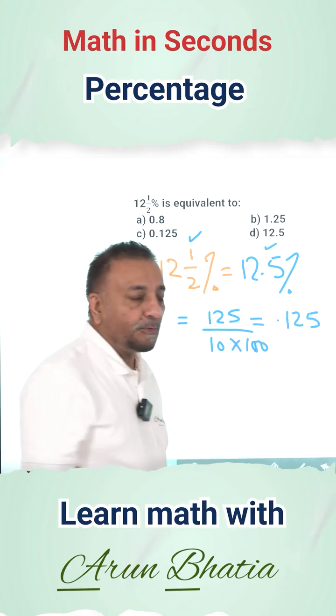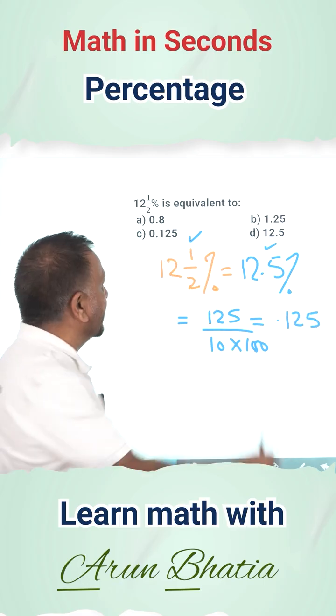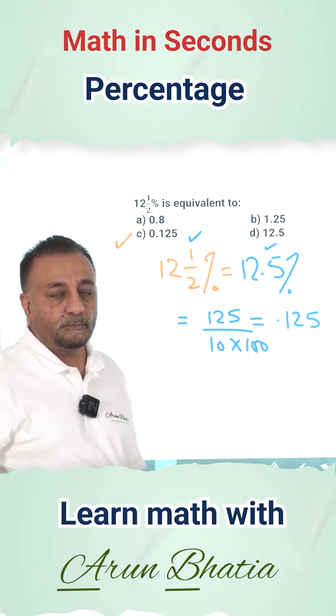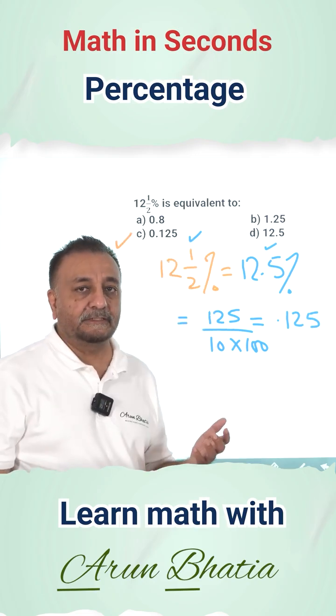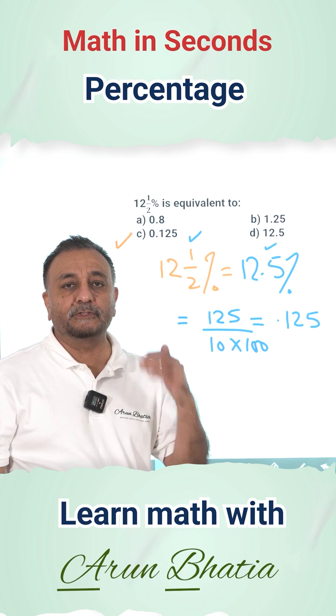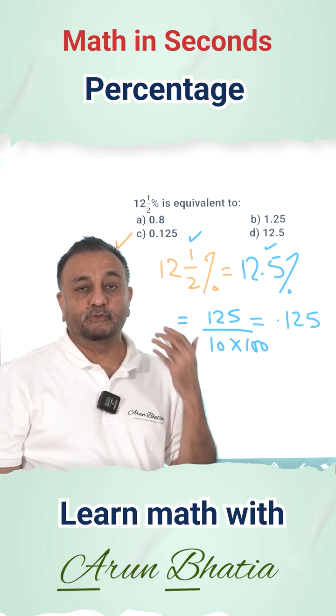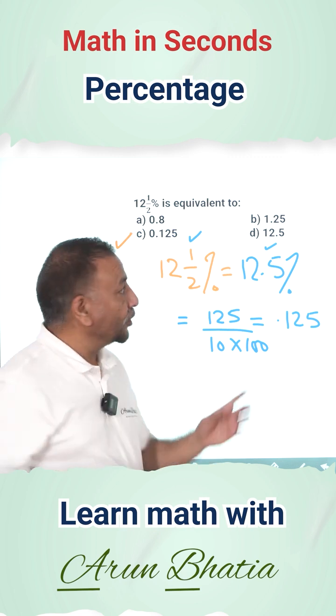ये कितना आ गया? 0.125. This is the answer. So this may not come in the exam, but it can help you to build up your skills in percentage, solve bigger questions, difficult questions.